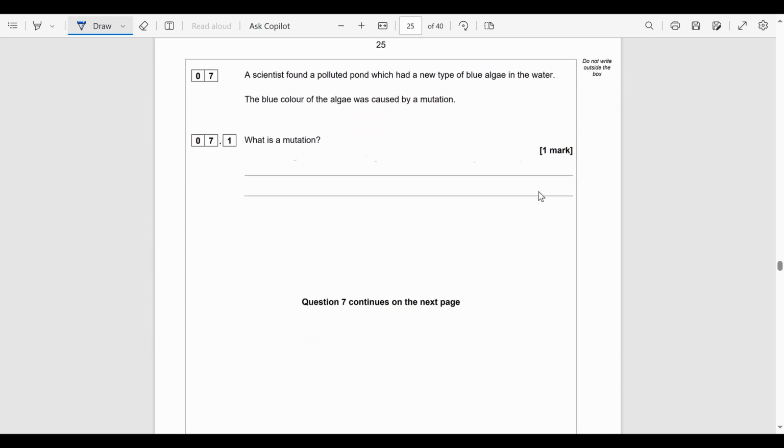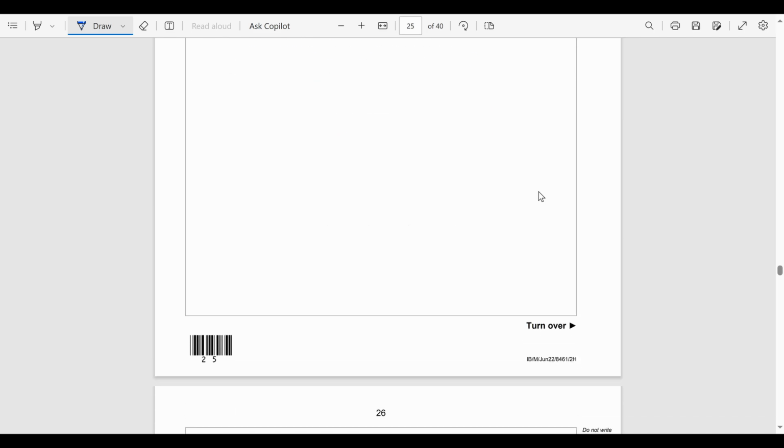Question 7. A scientist found a polluted pond which had a new type of blue algae in the water. The blue color of the algae was caused by a mutation. 7.1. What is a mutation? Well, this is a recall of the definition of mutation. It's just a change in base sequence of DNA. I think it is actually even fine if we said a change in DNA.